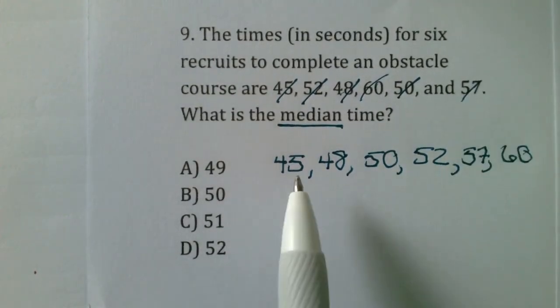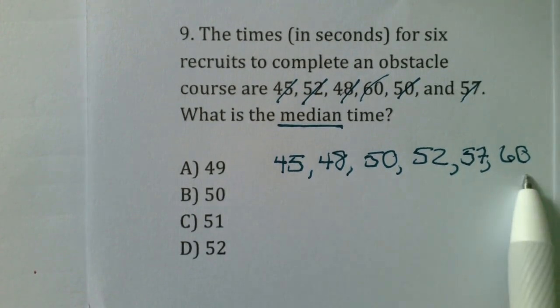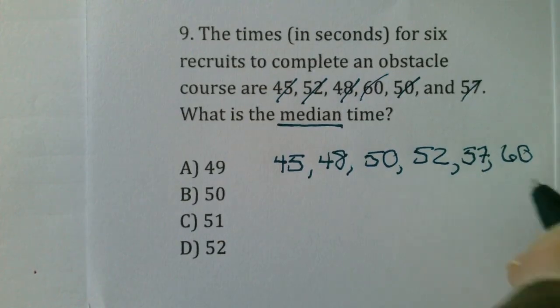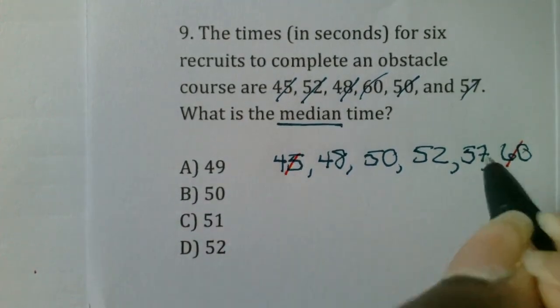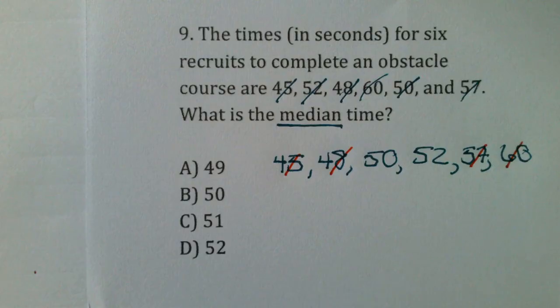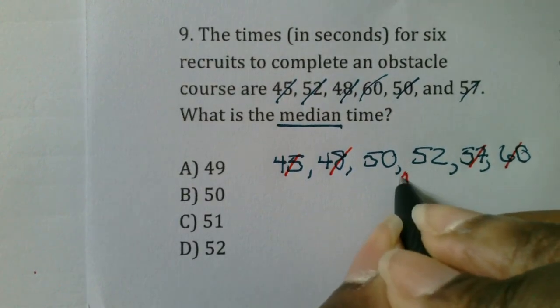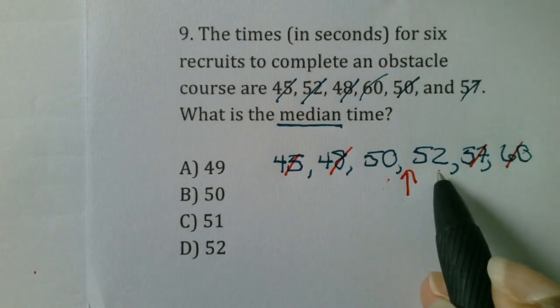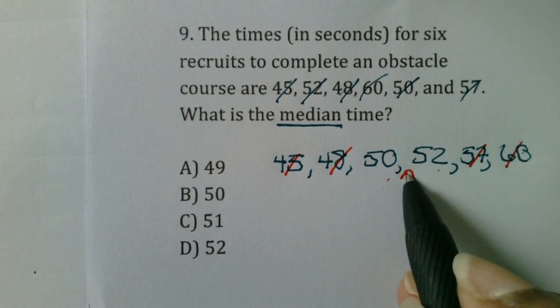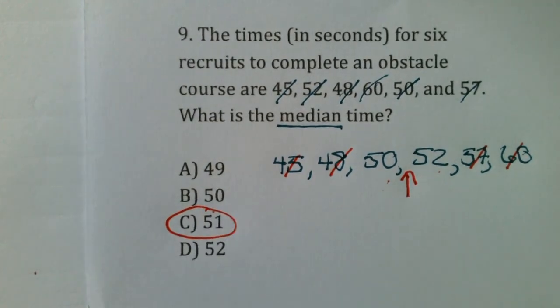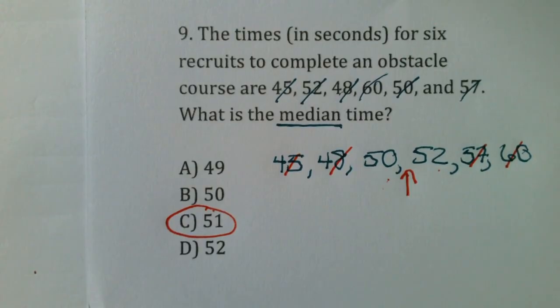Since we have an even number of numbers, what we're basically doing is counting towards the middle. So the number is going to be right smack in between 50 and 52. What number is directly in between 50 and 52? It will be C, 51.